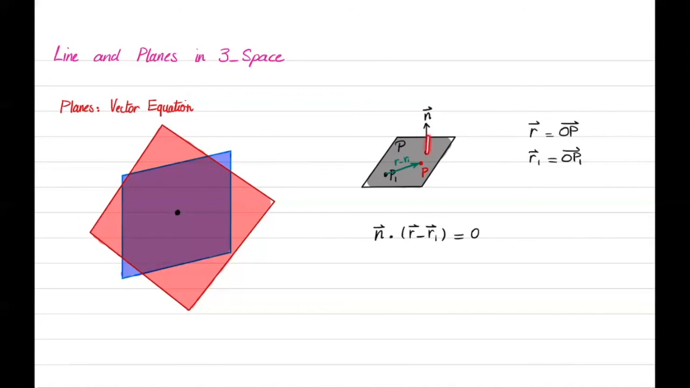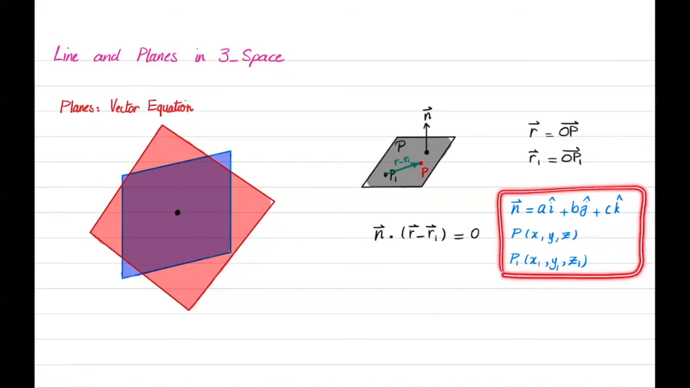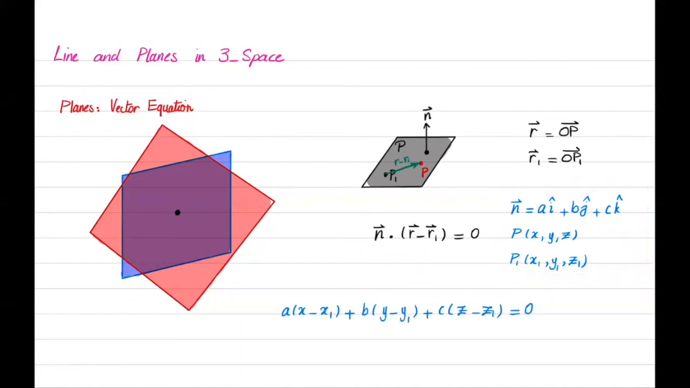And as you know here, vector n is perpendicular to vector R minus R1. So since these two vectors are perpendicular, then the dot product of these two vectors will be equal to 0. So as I said, this equation here is the vector equation of the plane. Now let's define vector n and points P and P1. Now with these definitions, we can find this dot product to be equal to, which is known as a Cartesian equation of the plane containing point P1. This is also sometimes called the point normal form of the equation of a plane.